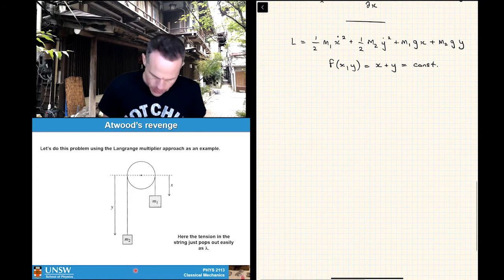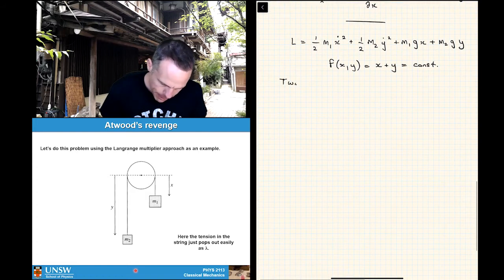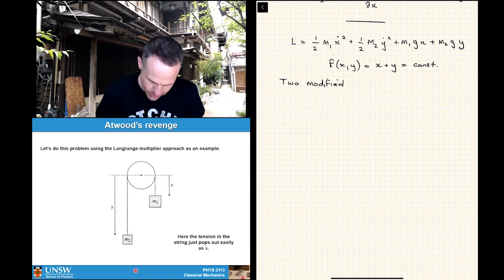All right, so what we got here is two modified Lagrange equations.